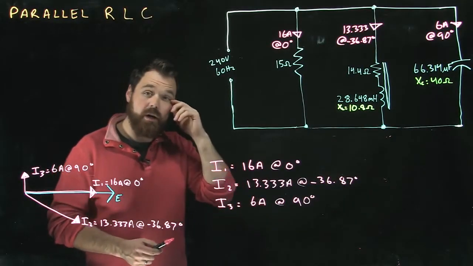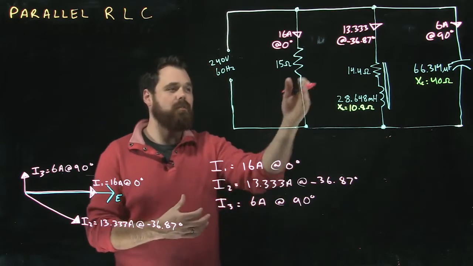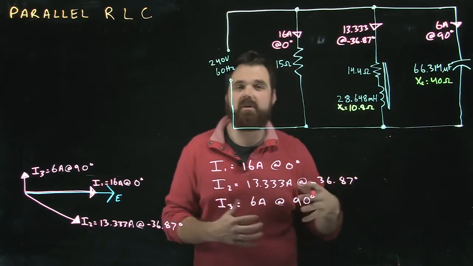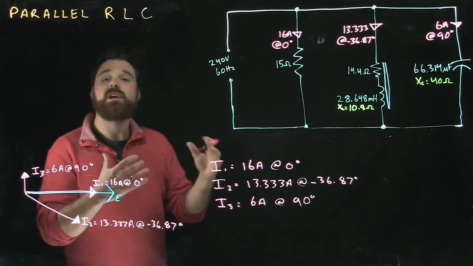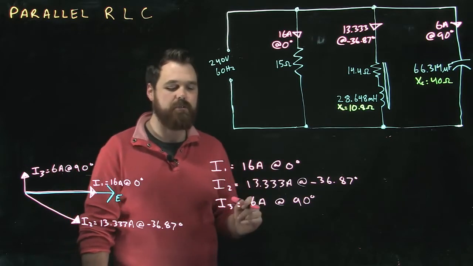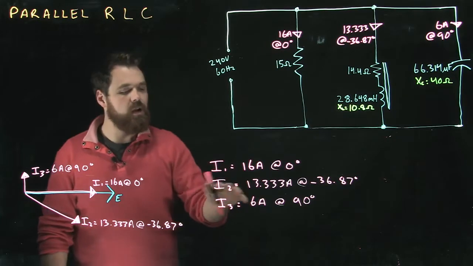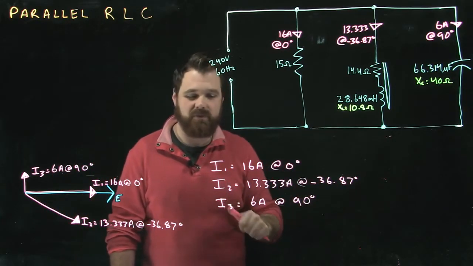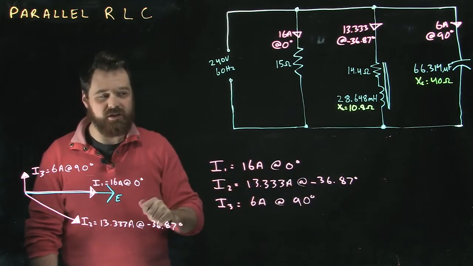This is the second video in our parallel RLC series. What we're going to do now is take the current values which we solved in the last video in our 3 different branches, and combine them to solve for the current total in the circuit. Just like every parallel circuit, our I total is going to be I1 plus I2 plus I3. Only now we have I1 occurring at 0 degrees across the resistor, I2 occurring at negative 36.87 degrees across the coil, and I3 at 90 degrees across the inductor.